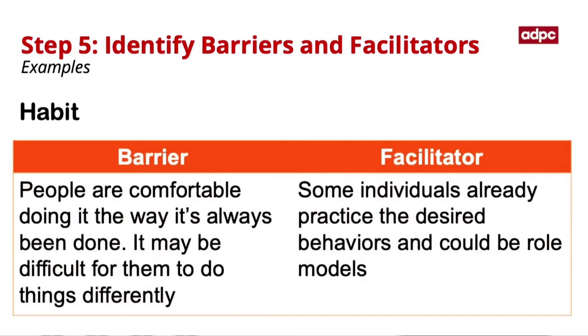If you're trying to affect a habit, one of the biggest barriers you could face is that some people are very comfortable doing things the way they've always been done. It may be very difficult for them to do things differently. However, there might also be individuals who already practice the desired behavior, and they could be used as role models to help encourage others.